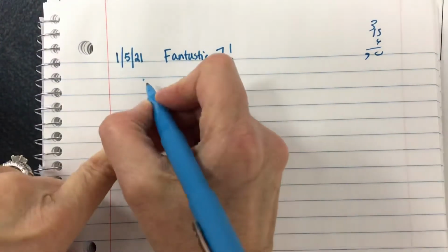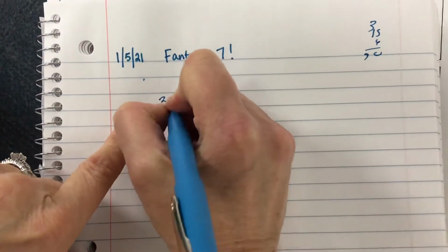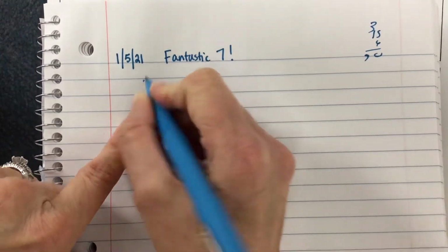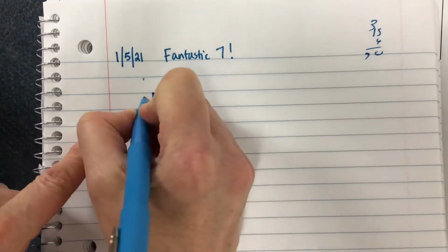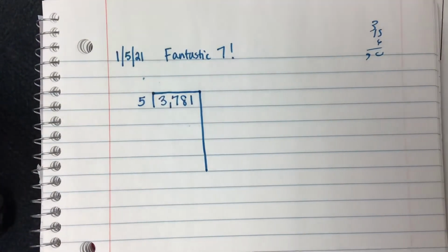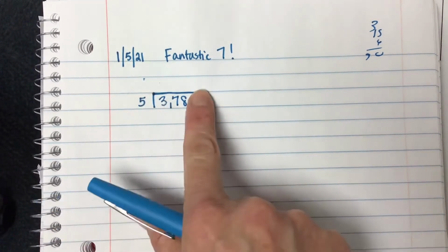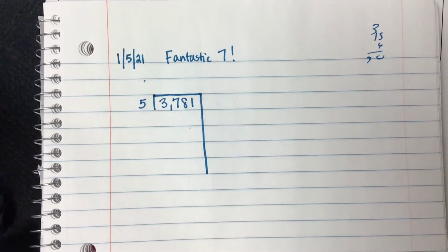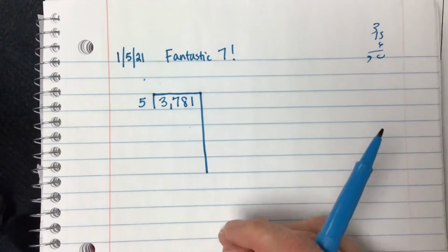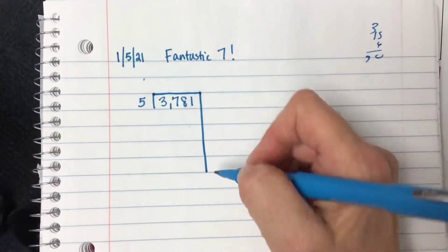Okay, so my dividend is 3,781, and just to keep it simple for the multiplication part, we'll make our divisor 5. So it's 3,781 divided by 5. And in this Fantastic 7 model, we extend this line down so it looks like a 7. That's why it's called Fantastic 7. And we're going to put our partial quotients to the side.